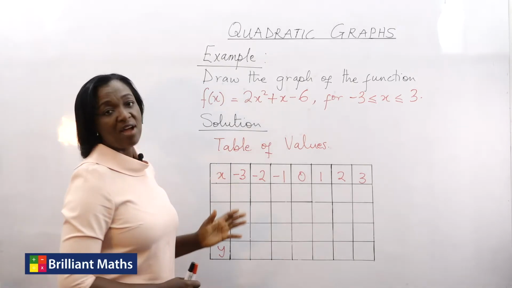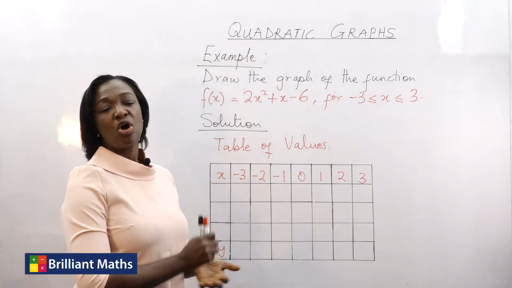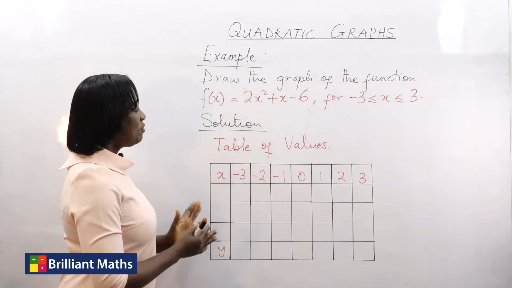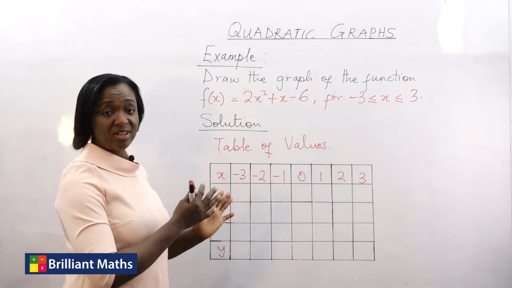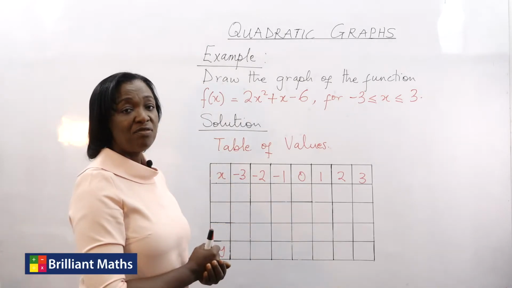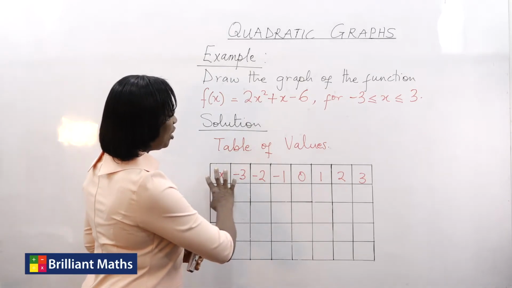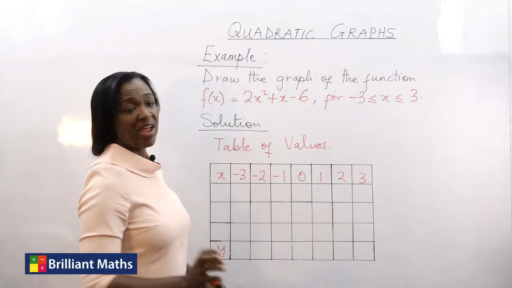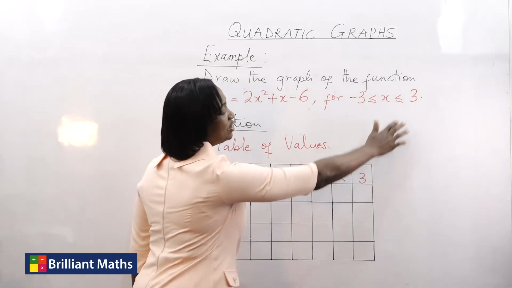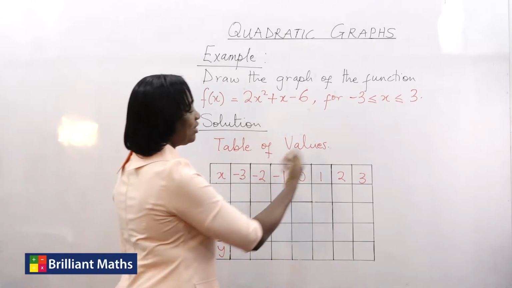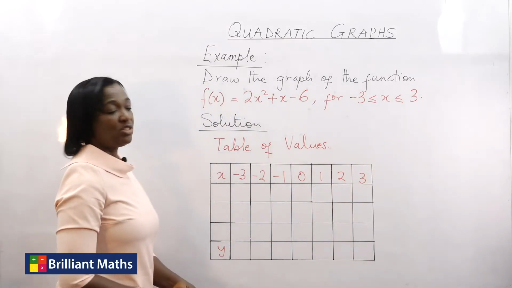Before you plot your graph, build or compute the table of values. You need to pay attention so that you will get the correct values for y. So first, on your table, write out the values of x from minus 3 to plus 3. So when x is minus 3, when x is minus 2, minus 1, and then finally when x is 3.